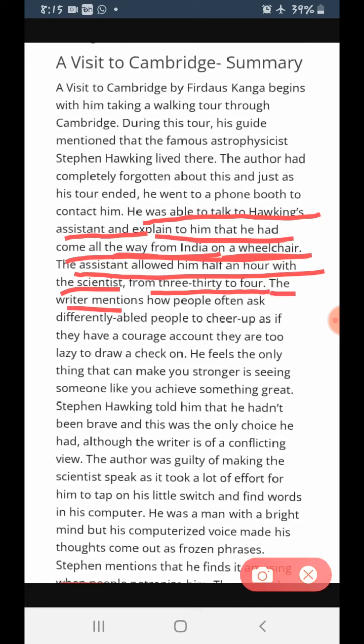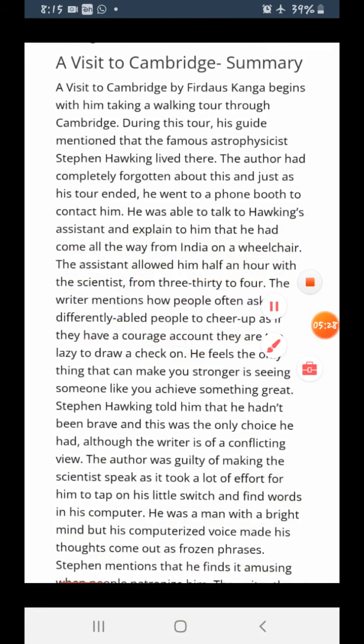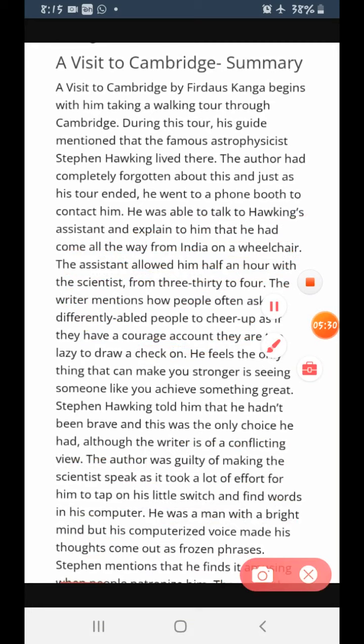The writer mentions how people often ask differently abled people to cheer up as if they have a courage account they are too lazy to draw a check on. Okay. Now see here, what is the thing that they are discussing among themselves. Okay. See here. The writer mentions there how people often ask differently abled people to cheer up as if they have a courage account they are too lazy to draw a check on.